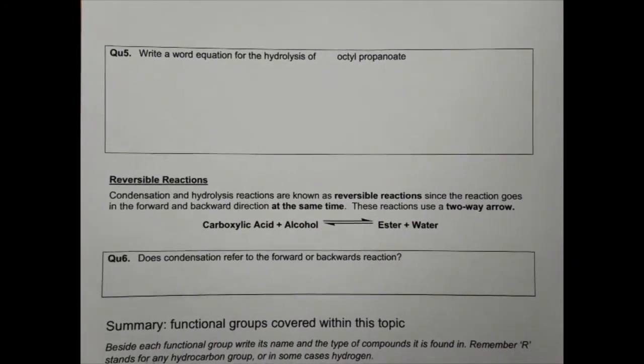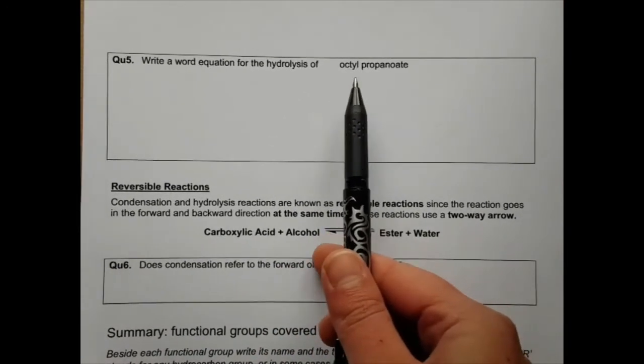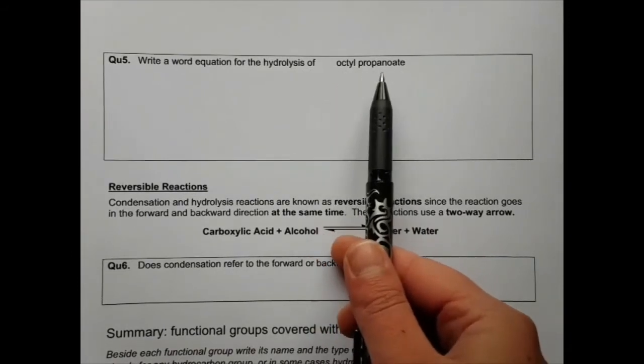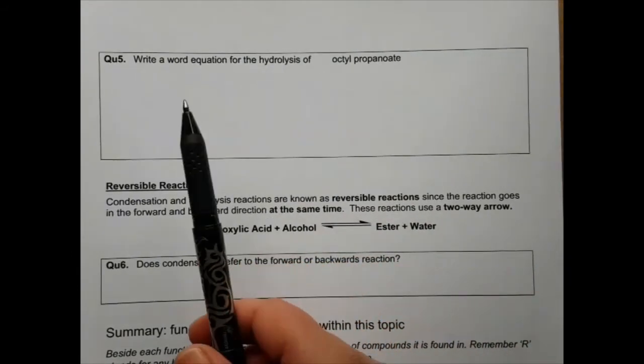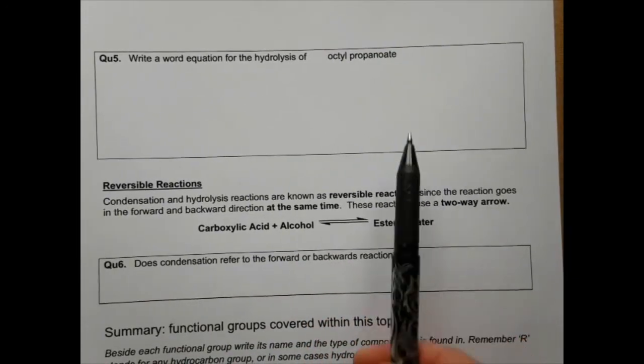And then question 5, again, similar, just writing a word equation for the hydrolysis of octyl propanoate. So remember, that's the name of the ester, and you're just going to have ester plus water, and then you just need to name the alcohol and carboxylic acid that it breaks up into.